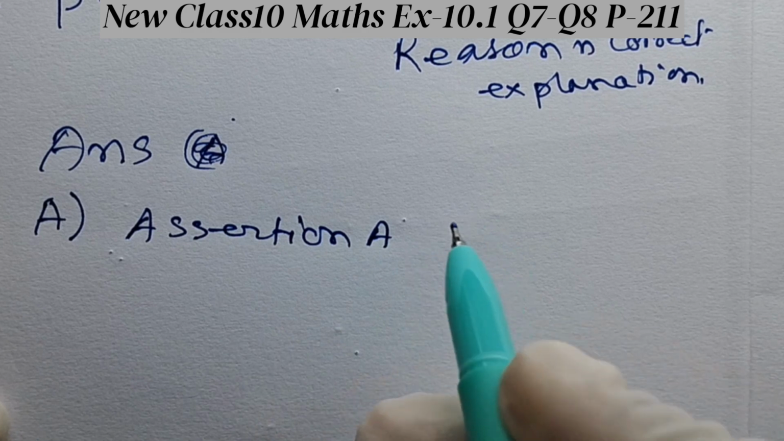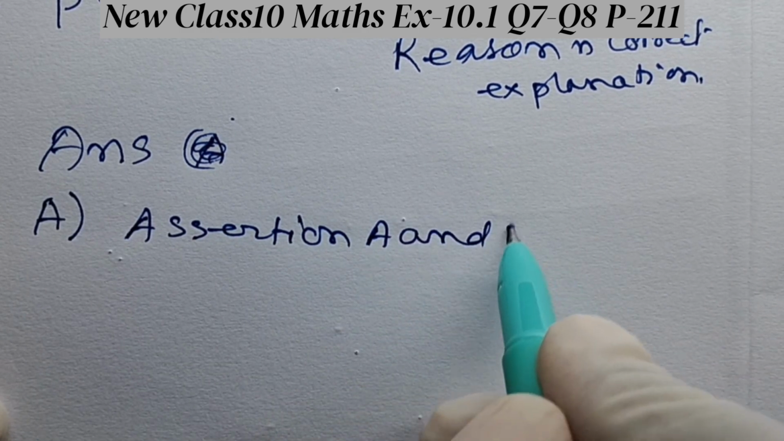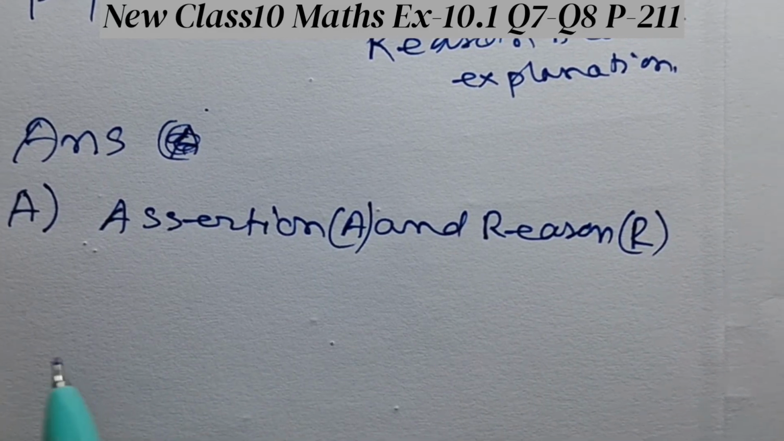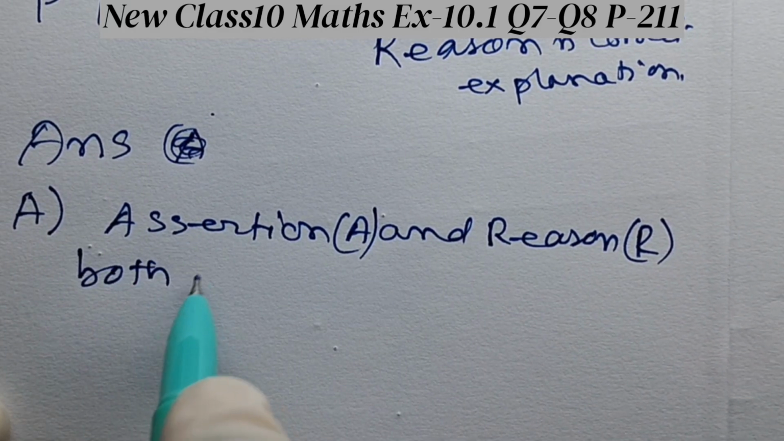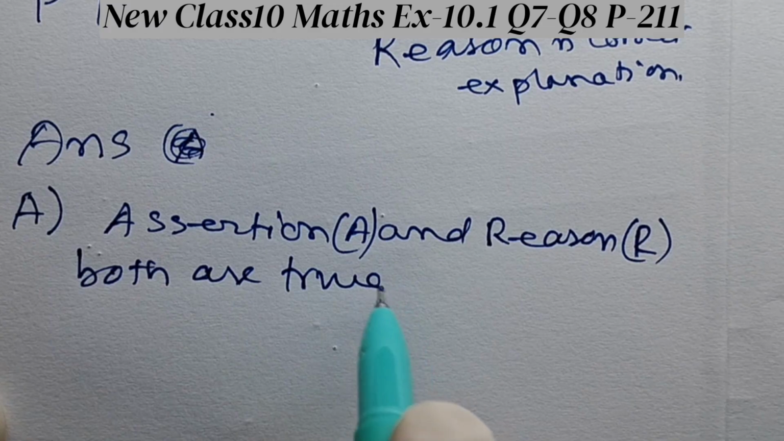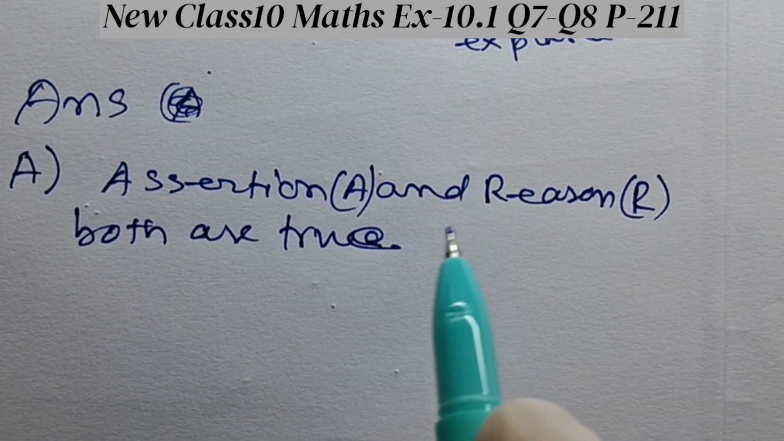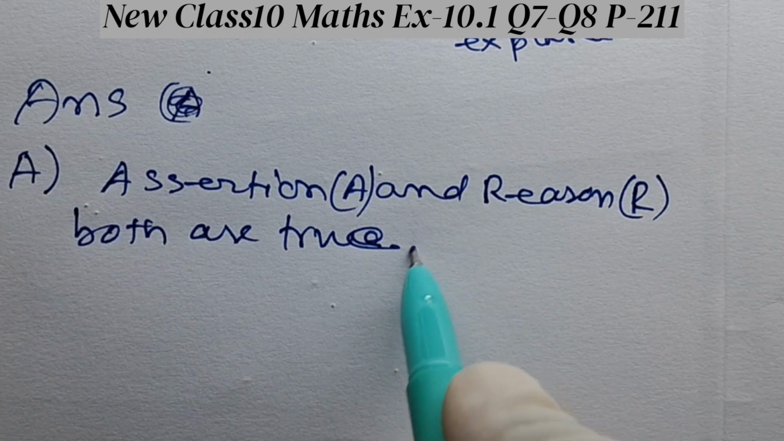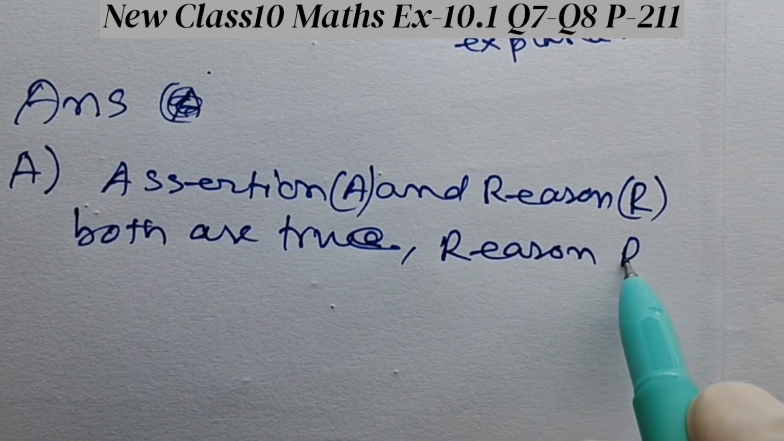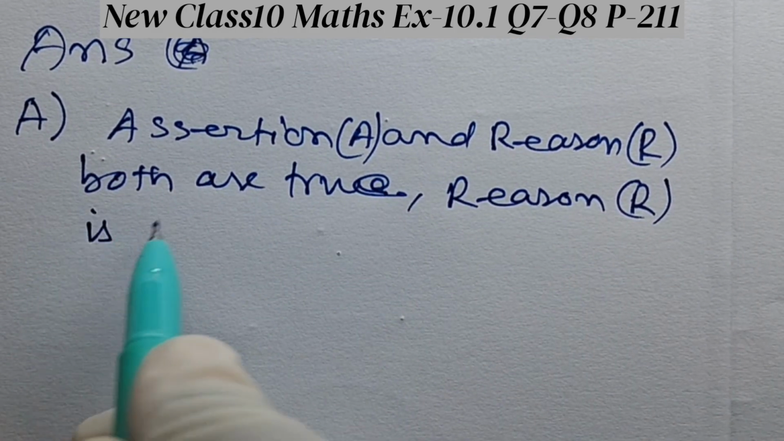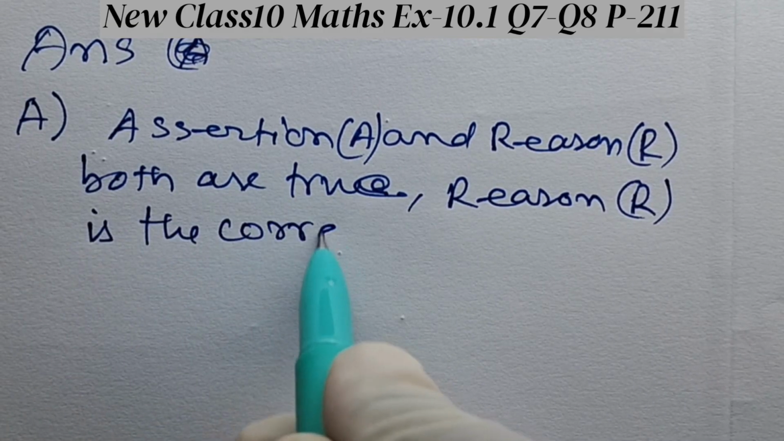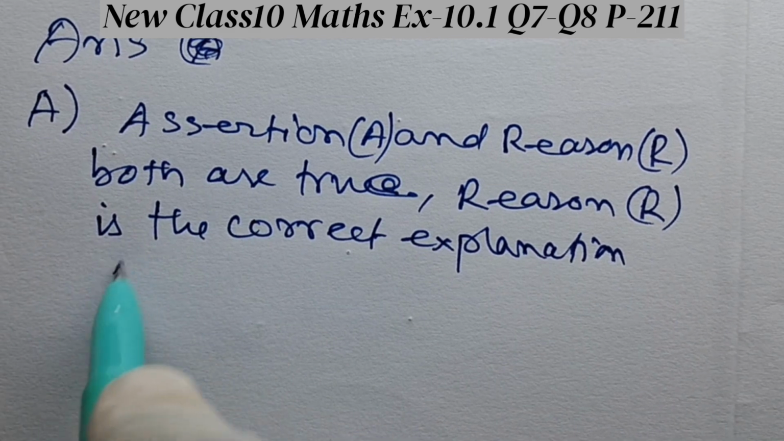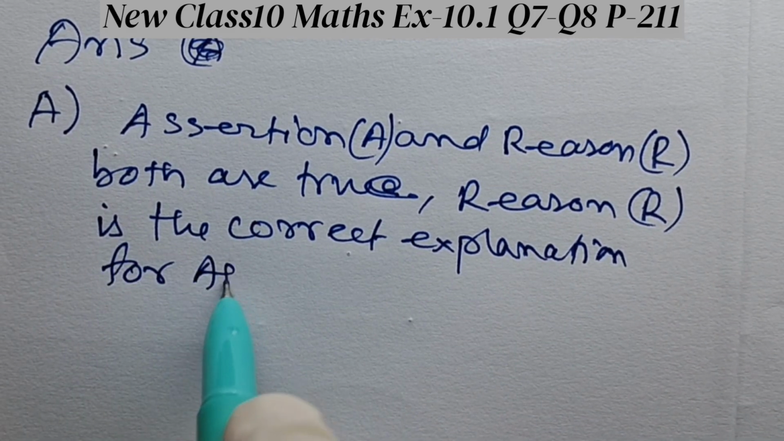Assertion A and reason R are both true. Reason R is the correct explanation for assertion A.